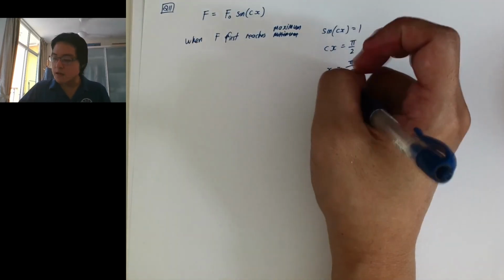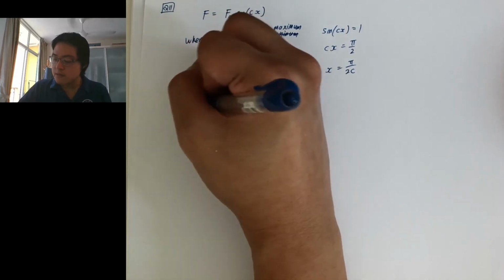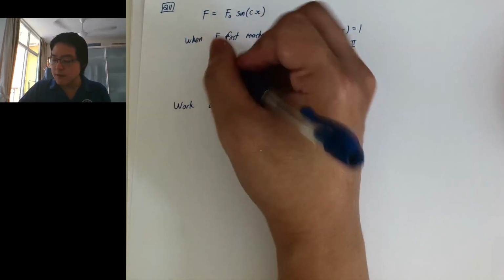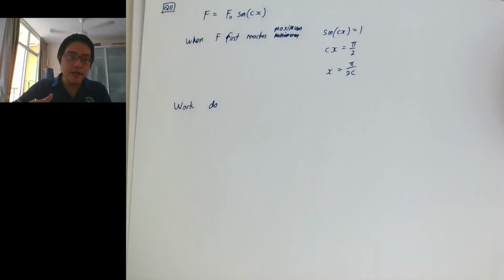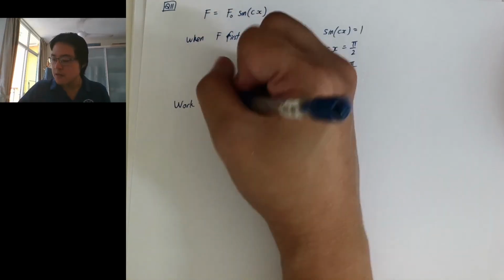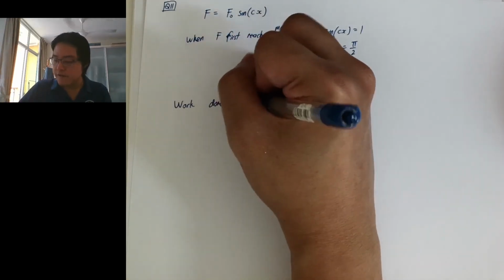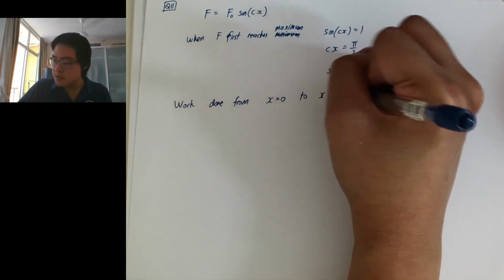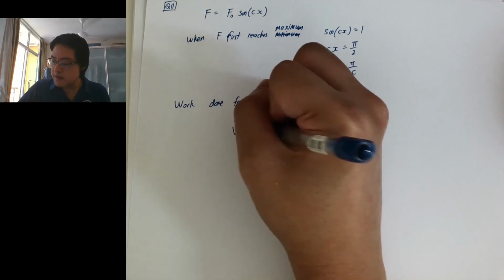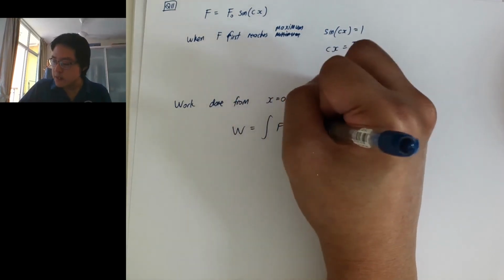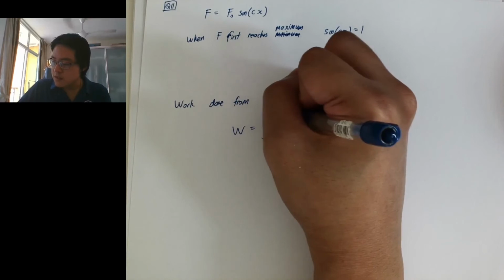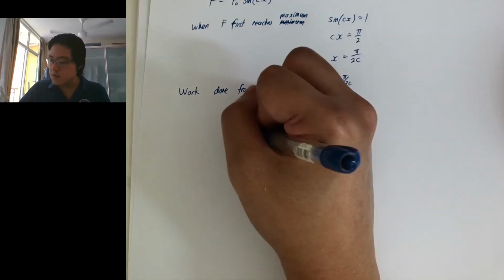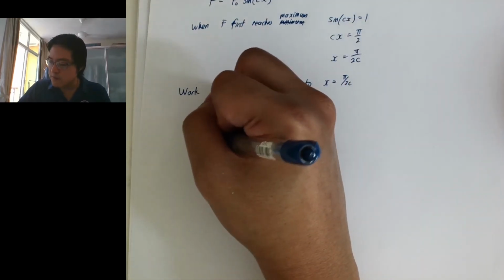So then we want to calculate the work done, because that will tell me my velocity. If I know the work done, I can use the work energy theorem to get my final kinetic energy. Once I know my final kinetic energy, I can find the speed. So work done from this position to this position is given by this formula. Okay, so this is where I've used the work energy theorem.